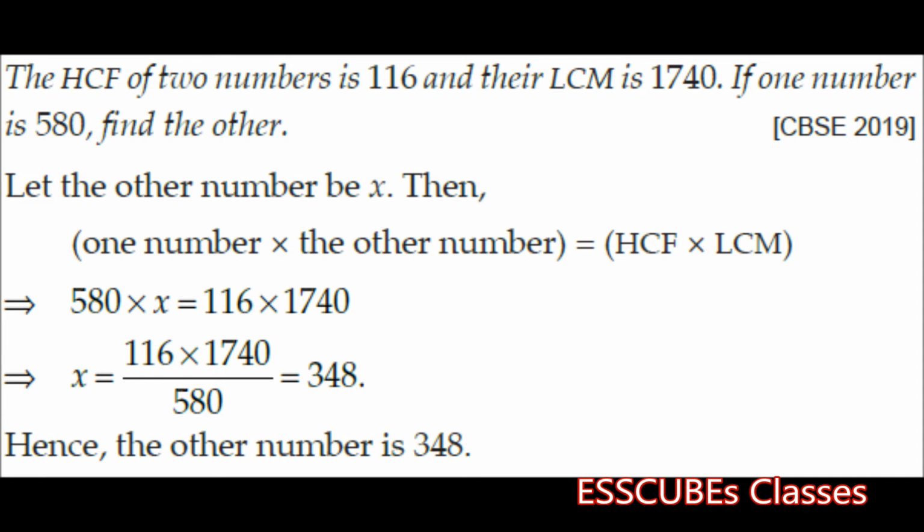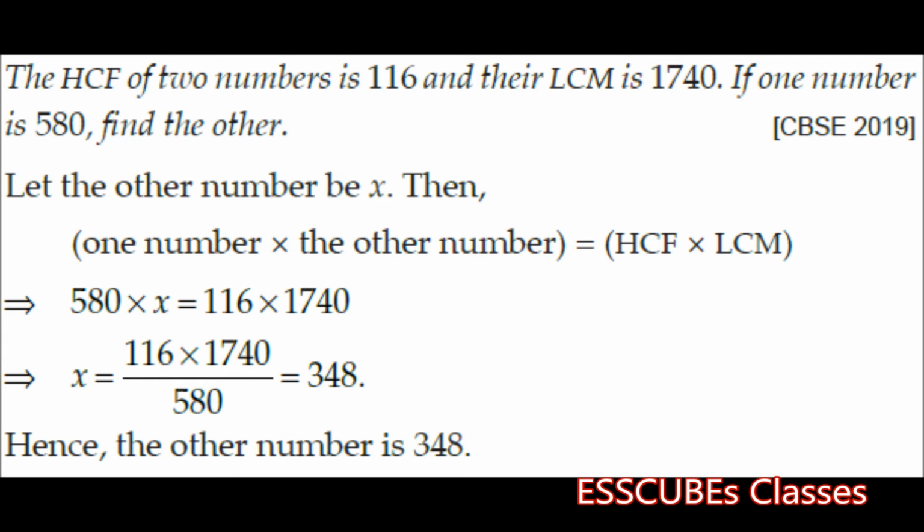Let's take this example. The HCF of two numbers is 116 and their LCM is 1740. If one number is 580, let's find the other number. This was a question that came in 2019, very recently. As I have just said, the product of the two numbers is equal to HCF into LCM. Let us consider the other number to be x. So 580 into x is 116 into 1740. This leaves us with the value of x, or the second number, to be 348.